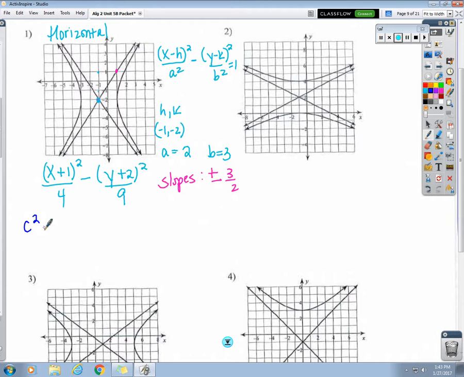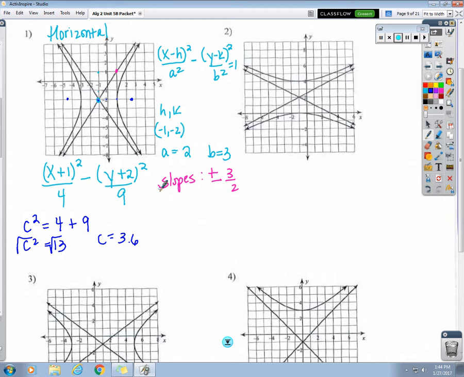Okay, now for foci, it's c squared equals a squared, which is 4, plus b squared, which is 9. That becomes 13. And what is the square root of 13? 3.6. Since it's a horizontal hyperbola, you'll be going right and left 3.6 from the center. So 1, 2, 3.6 would be about right there. And then left 3.6, 1, 2, 3.6.